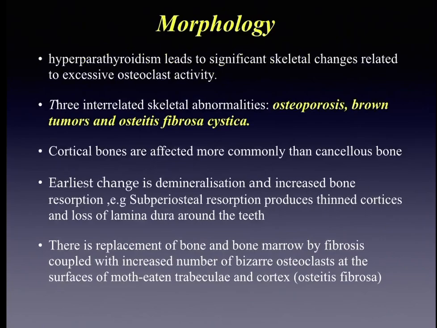So here in hyperparathyroidism, the earliest change is the demineralization and increased bone resorption. So for example, in the case of teeth, subperiosteal resorption produces thinned out cortices and loss of lamina dura. And also there will be replacement of bone and bone marrow by fibrosis, along with presence of increased number of bizarre osteoclasts. So this results in moth-eaten trabeculae and cortex. So this is the feature in case of osteitis fibrosa.